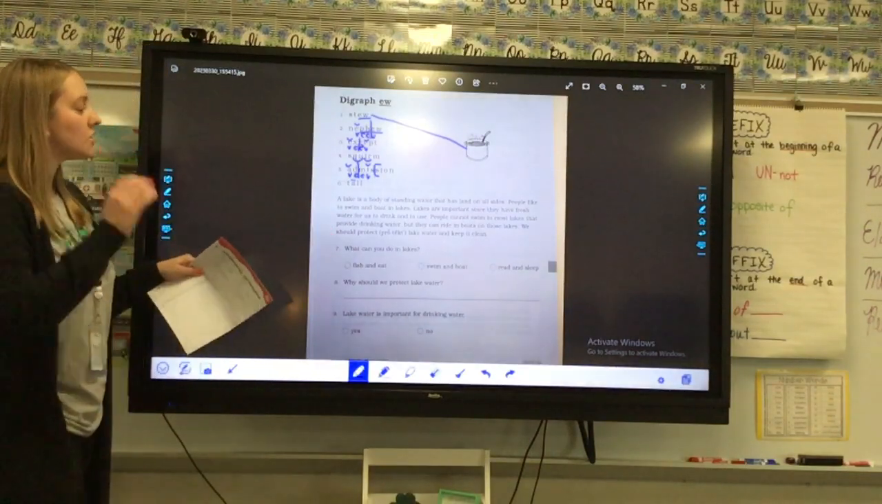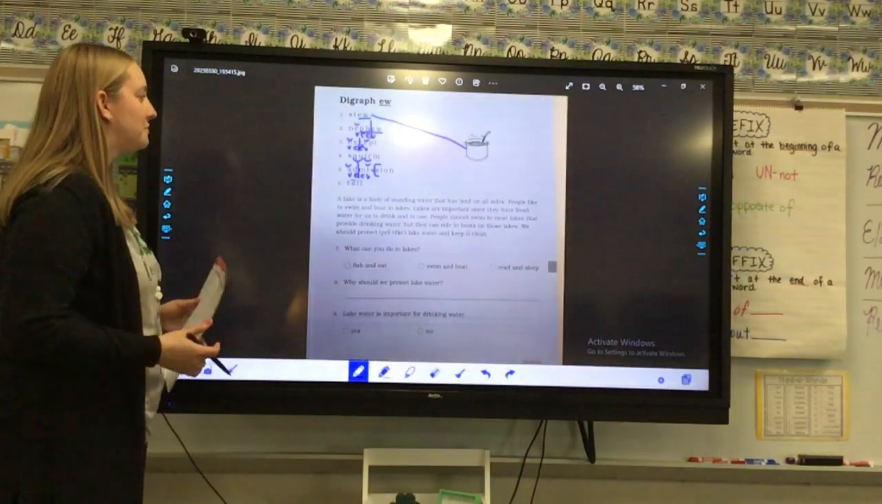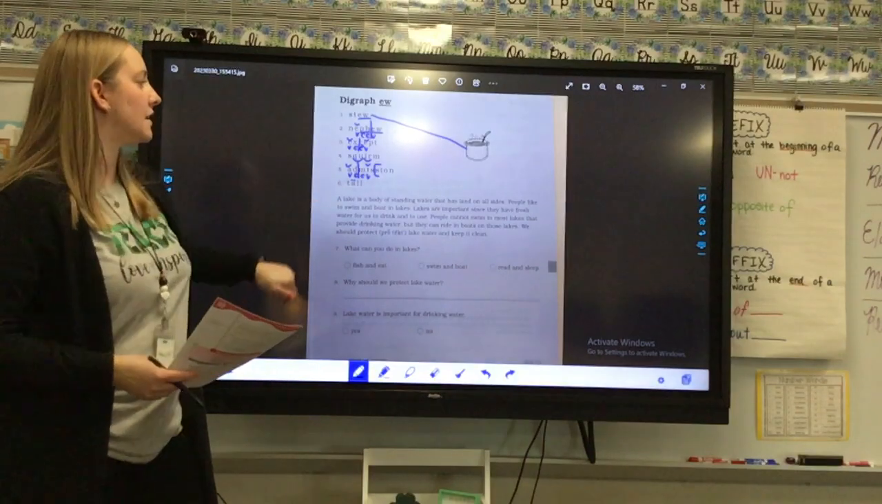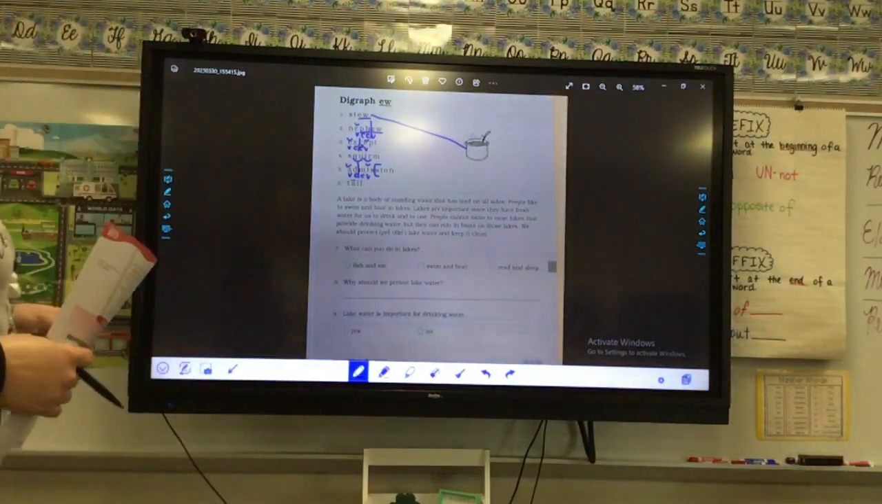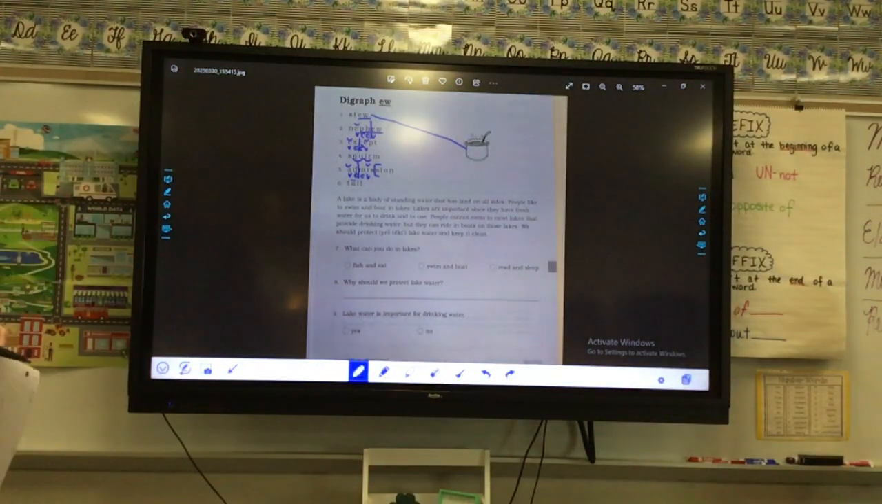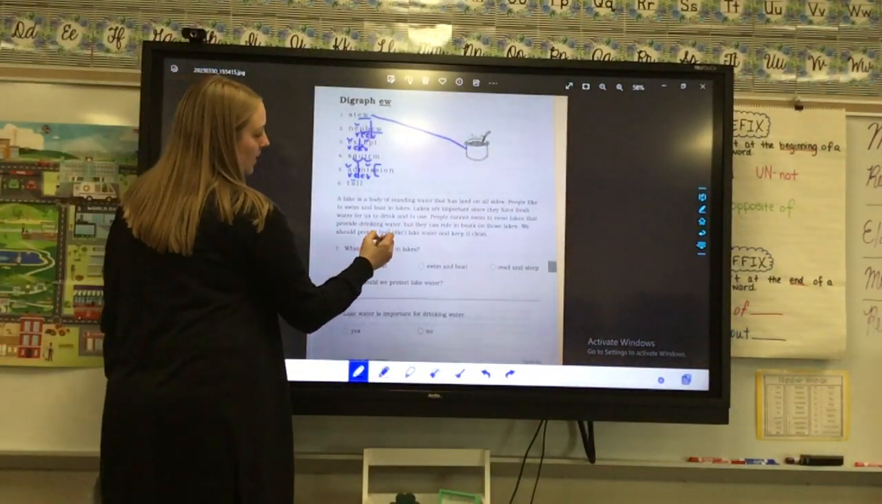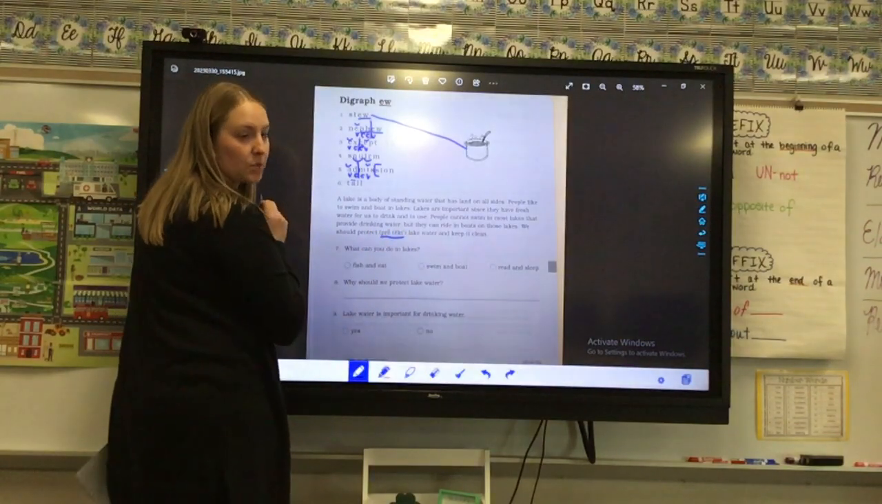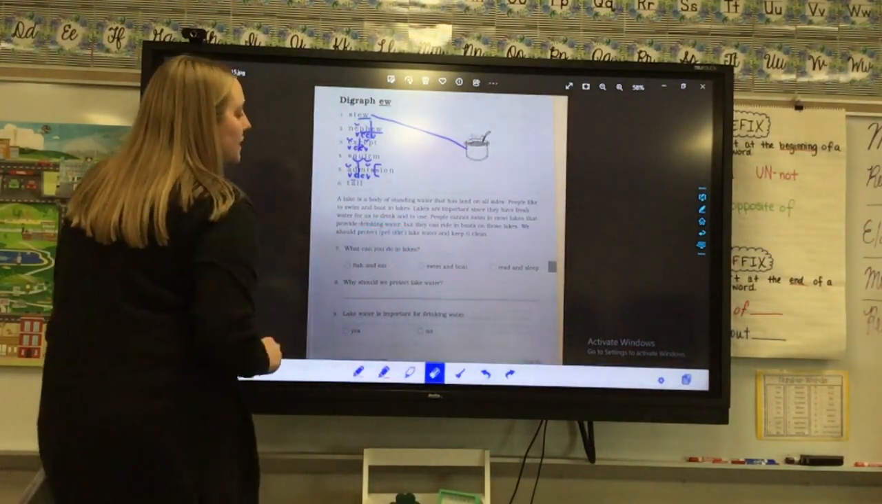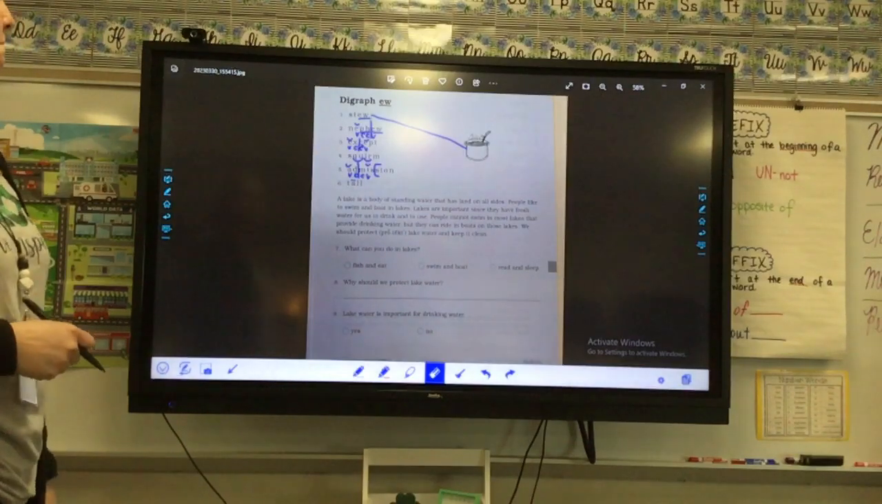All right, let's go ahead down to the bottom where we have our passage. A lake is a body of standing water that has land on all sides. People like to swim and boat in lakes. Lakes are important since they have fresh water for us to drink and use. People cannot swim in most lakes that provide drinking water, but they can ride in boats on those lakes. We should protect, and this is just telling us how to pronounce the word protect. We should protect lake water and keep it clean.